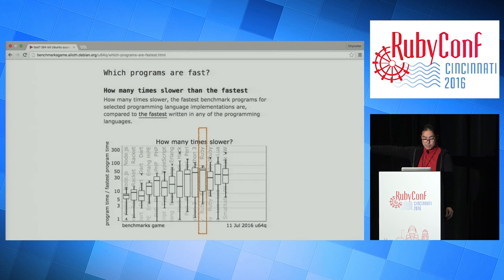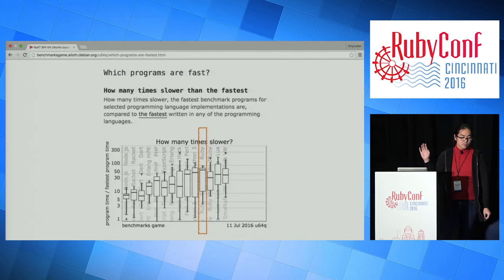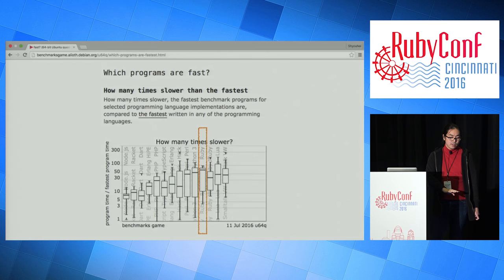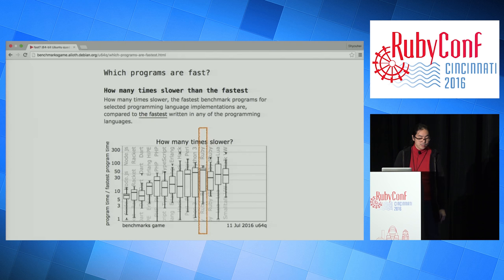The orange line is Ruby. So you can see that it's not the fastest one. The fastest is on the left. The slower one is on the right. So it is clear that Ruby is not the fastest language. You can see it's on the right side. And what is kind of interesting is that JRuby is on the right of Ruby, but it's actually faster than Ruby, so it's kind of mistakenly written on the right side.